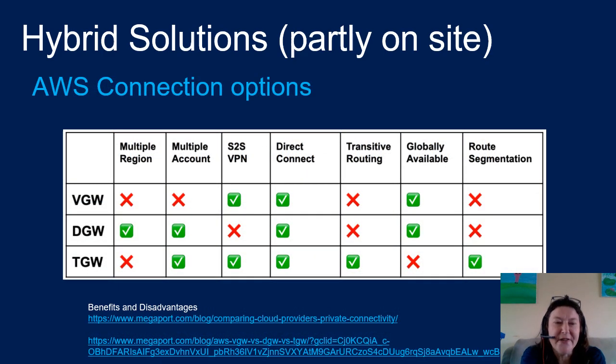So you know there are other AWS connection options. The virtual gateway is VGW, the Direct Connect gateway is DGW, and the transit gateway is TGW. So there are options, and these are the benefits and disadvantages of each one. Some of them are globally available, some are not. Transitive routing is the big benefit of the transit gateway, which basically means just about any network can connect to any network. So it's not just one network to one other network, and so on. But there are lots of options there.